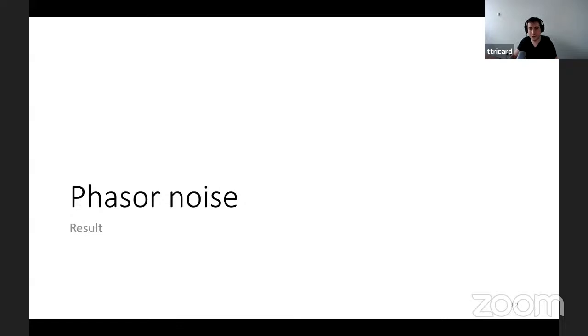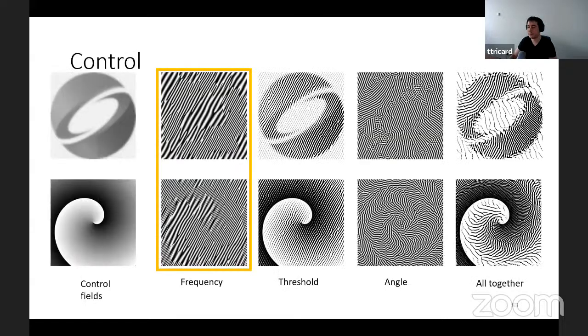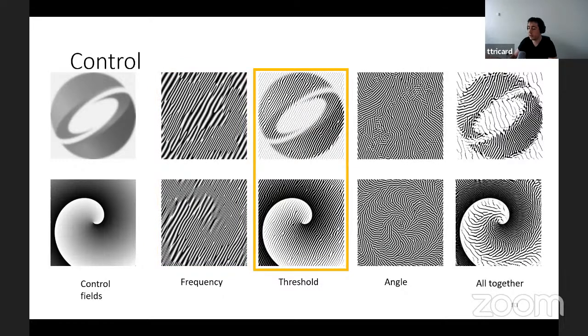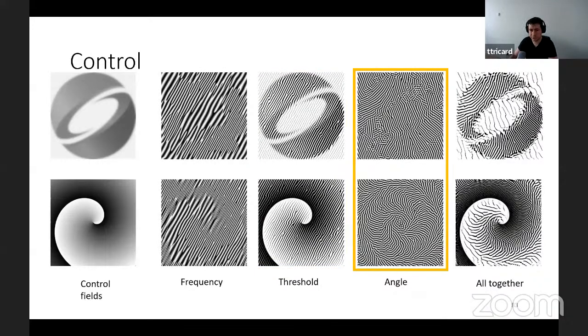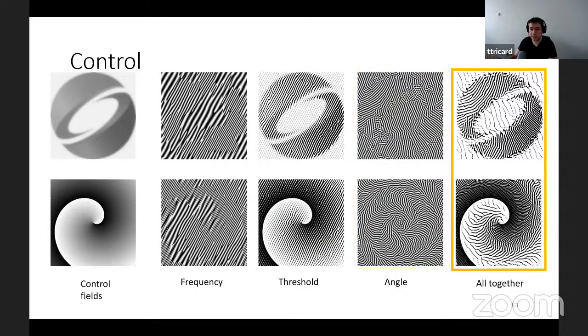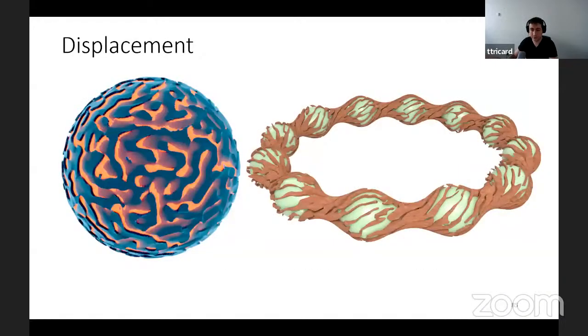So let's see some results now. First, let's look at the control we still have with this method. A very important thing for us was to keep the control Gabor noise offered. So here you can see we still have control over the scale or the frequency. We can play with the profile function of the noise, with this direction. And also we can mix all of that together. We can use that to create nice effects of displacement onto the surface of objects too.